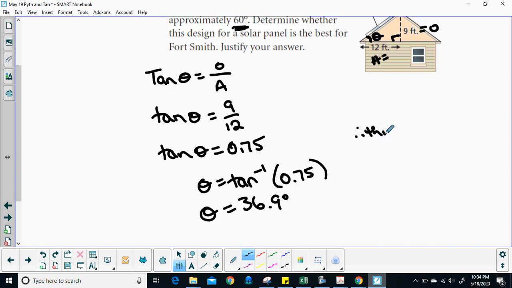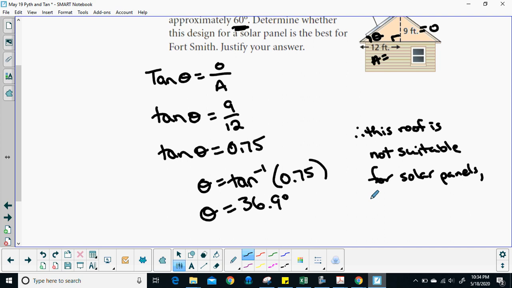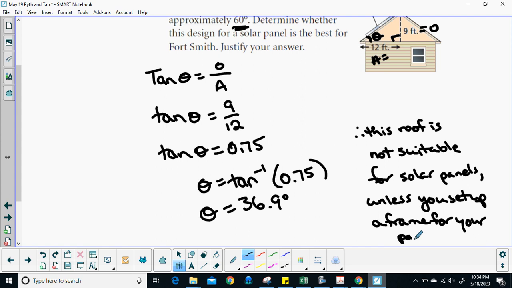So therefore, this roof is not suitable for solar panels, unless you set up a frame for your panels. And that frame would have to be angled probably at about 60 degrees. Again, you're going to want to use trig for that. So isn't that neat? Trig in real life.